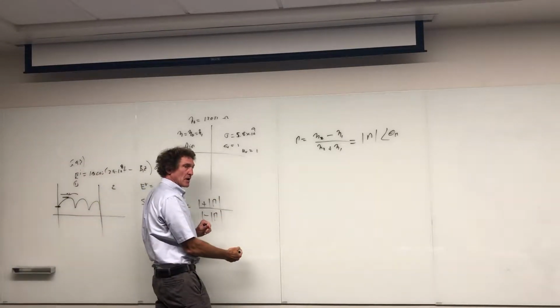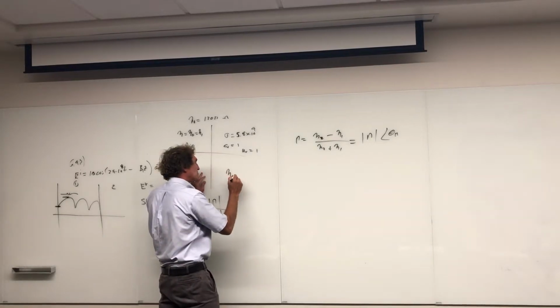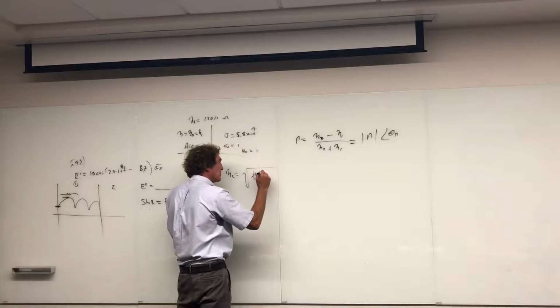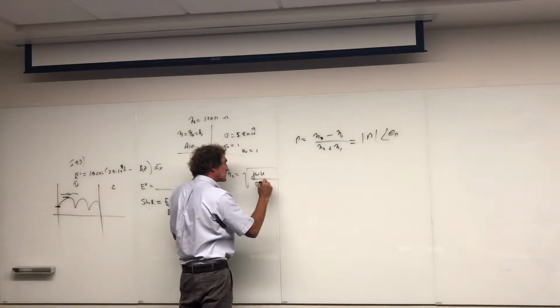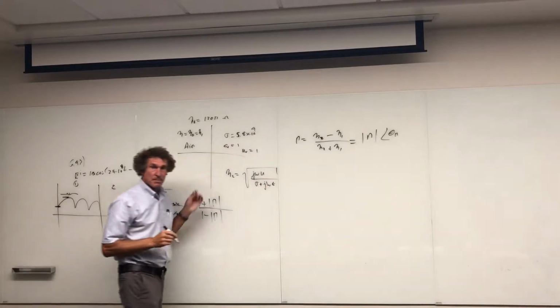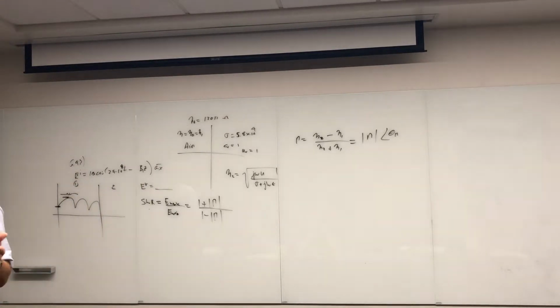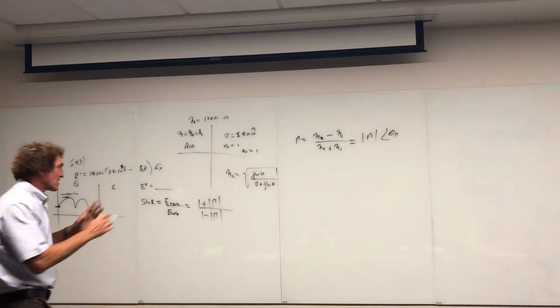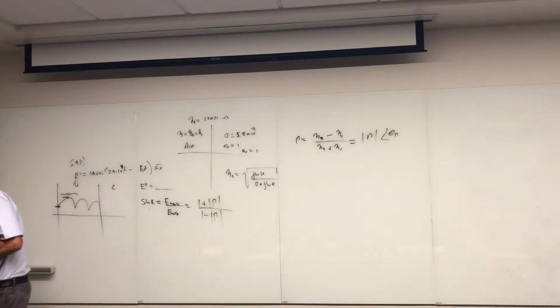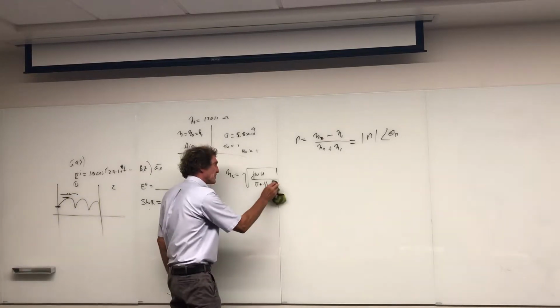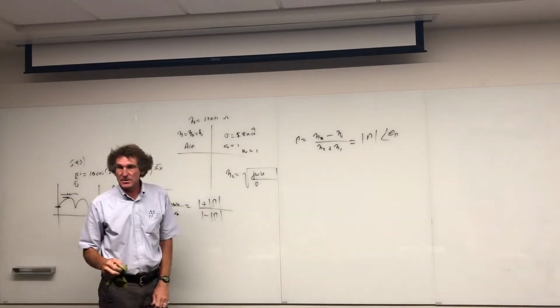Eta in region 2 is equal to the square root. The general equation is J omega mu over sigma plus J omega epsilon, correct? Now, we're going into copper. Copper is a good conductor, one of the best, right? I'm not going to bother proving it, but the J omega epsilon here is almost useless, so get rid of it. So that's the intrinsic impedance in region 2.